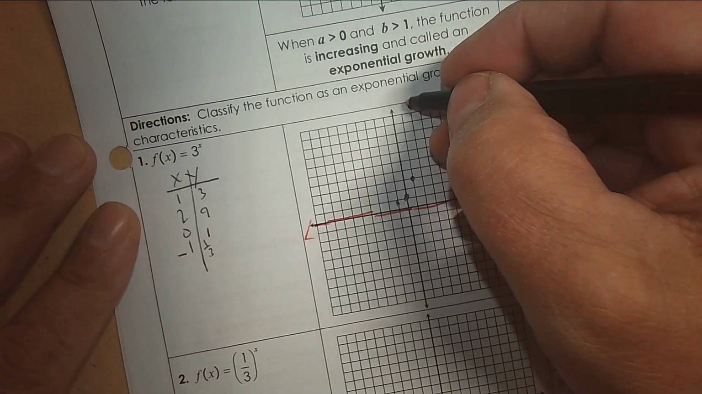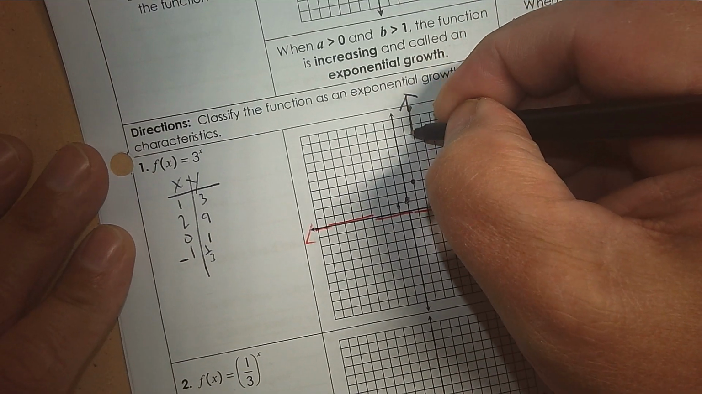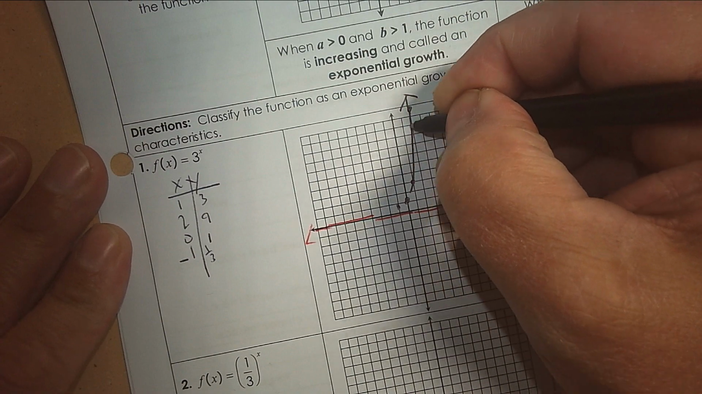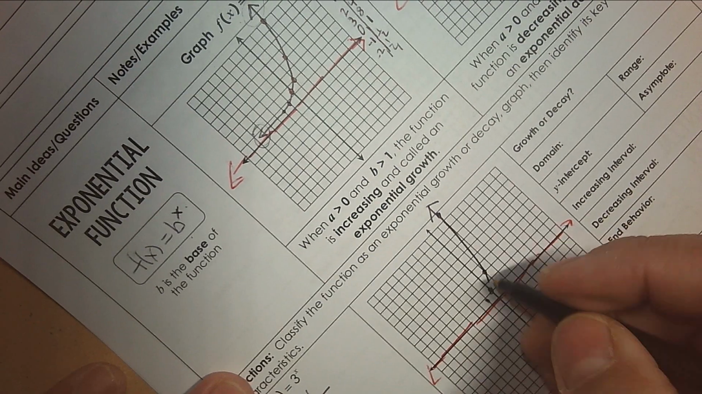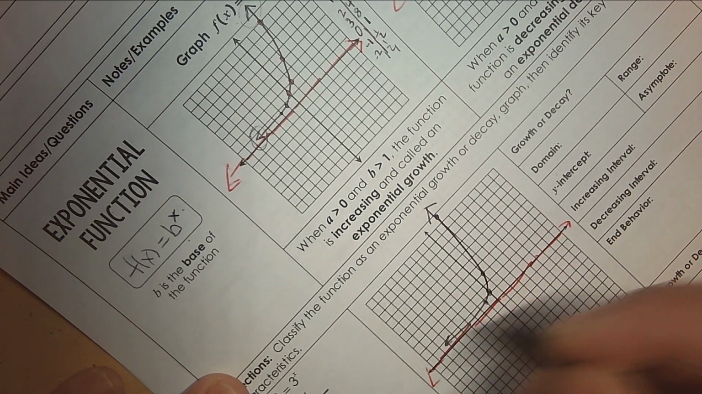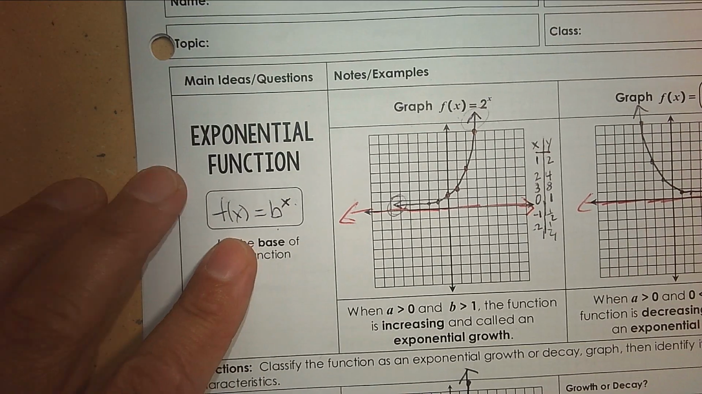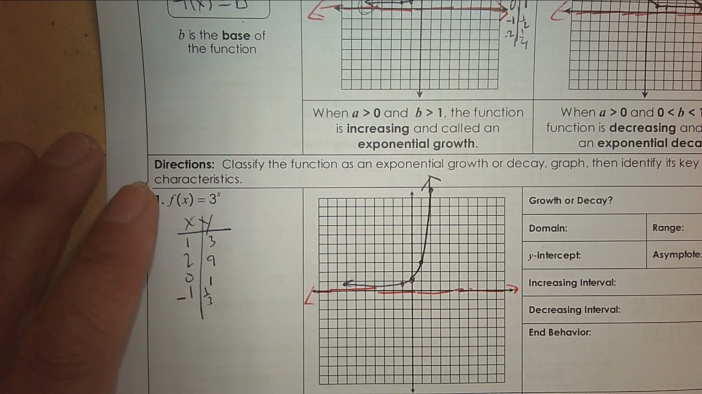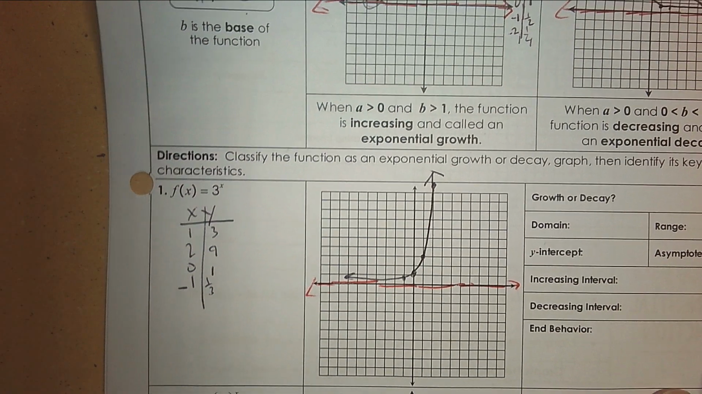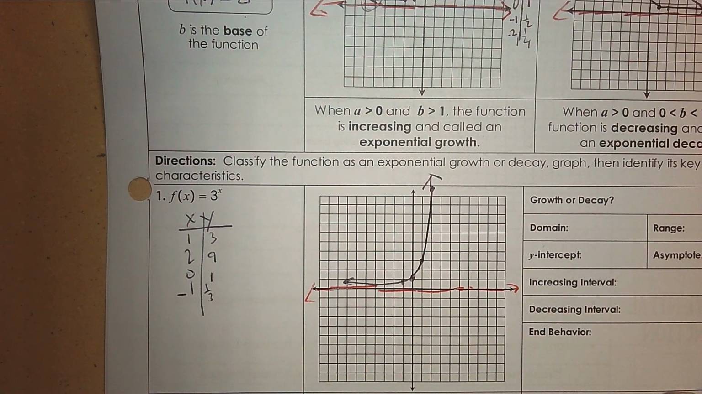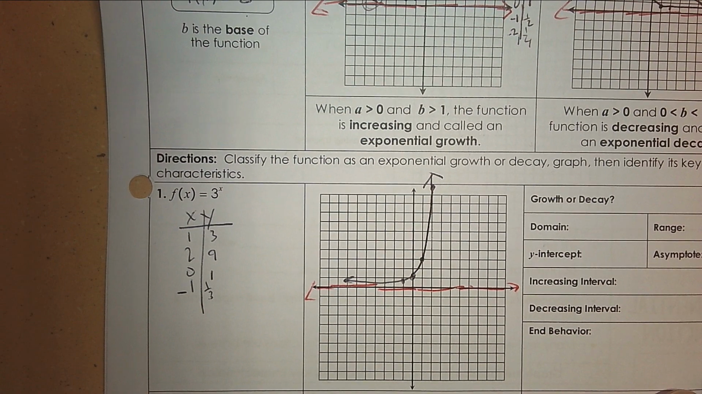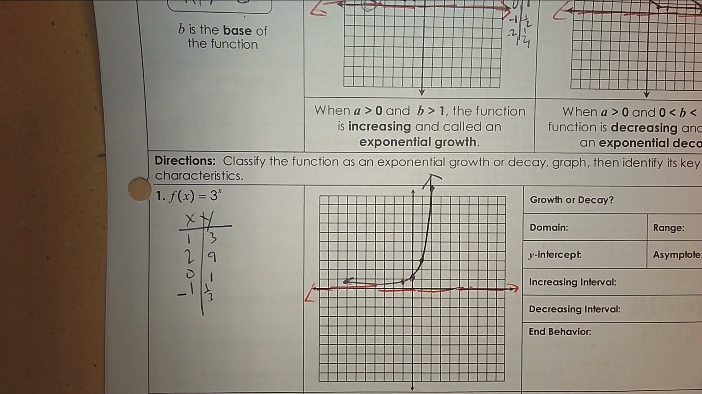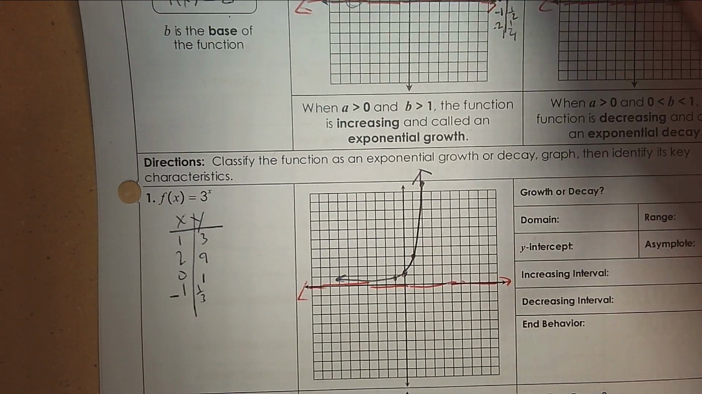What's the difference between changing the base from 2 to 3? Is there any difference in the curve? Look carefully. So if I look at the two curves, that curve and the one we just did, is there any difference? And the answer is it's increasing more rapidly, right? So if the base is bigger, it just increases more rapidly. So is this growth or decay?